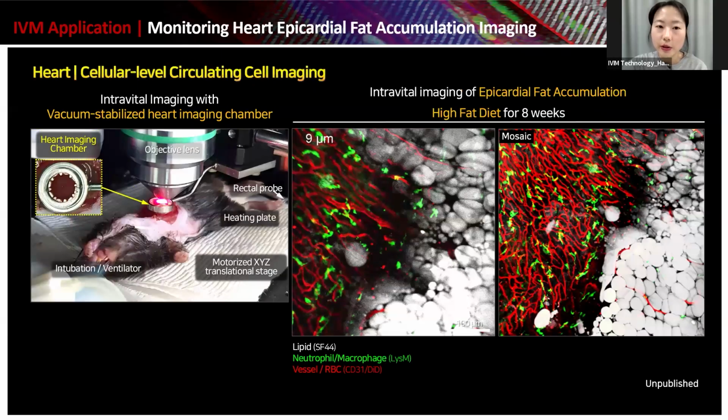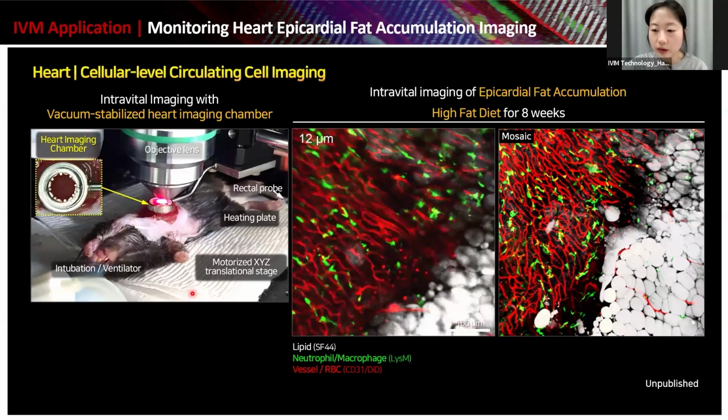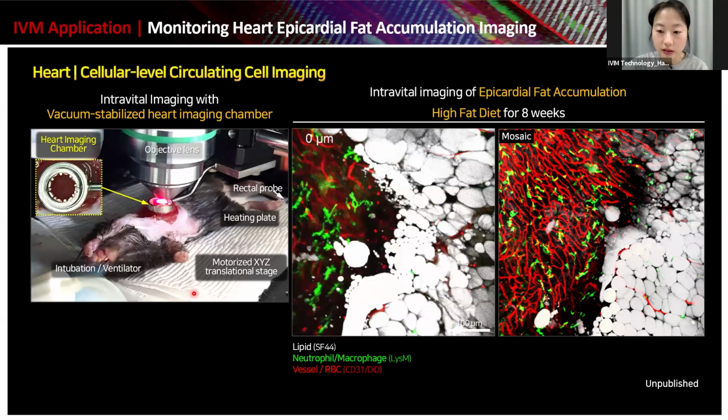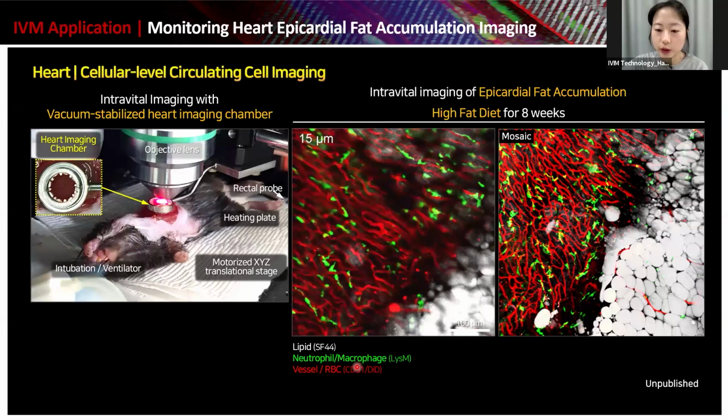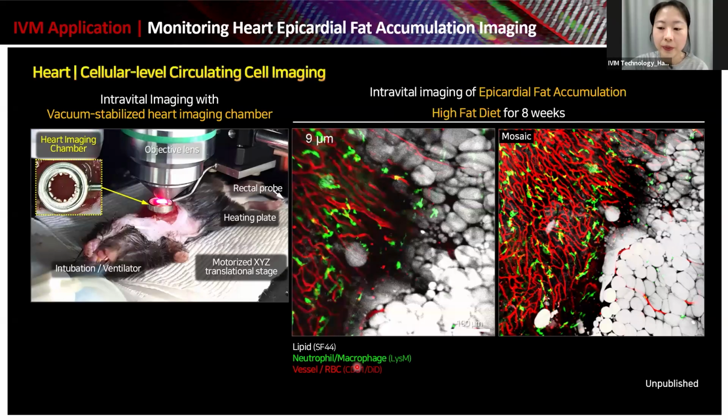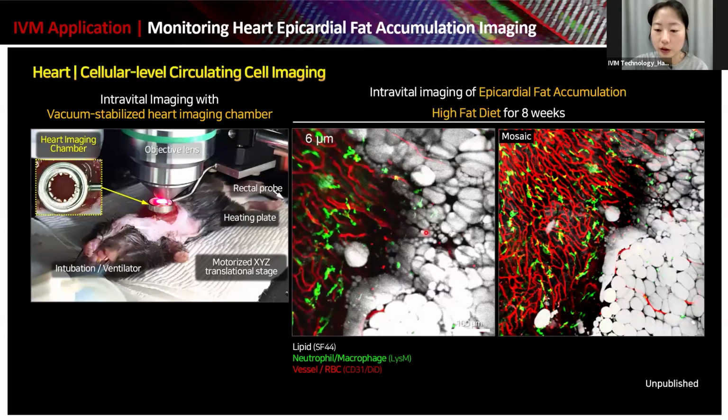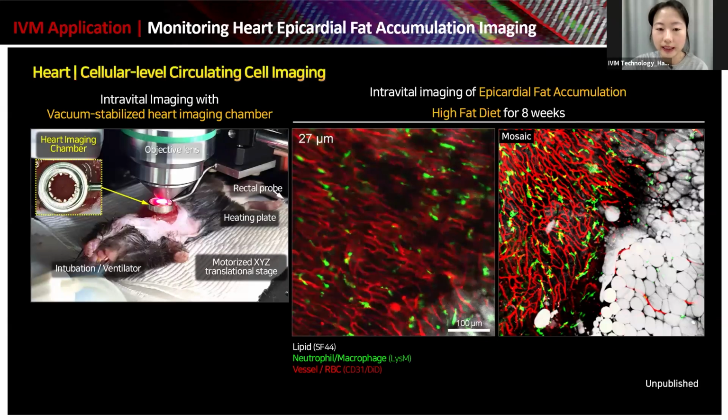And the heart imaging chamber, which is highly similar to the lung imaging chamber, not only stabilizes the beating heart for observing rapidly moving cells, but also enables researchers to acquire high-resolution motion-free images. By using a specialized labeling kit designed to stain lipid droplets in vivo, we were able to visualize lipid accumulation in the heart following a high-fat diet, as shown on the right.